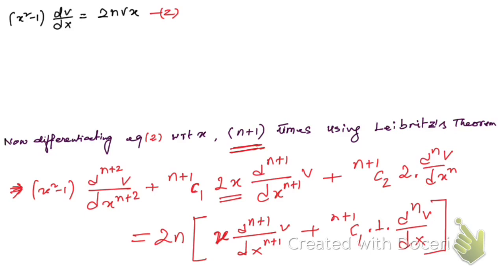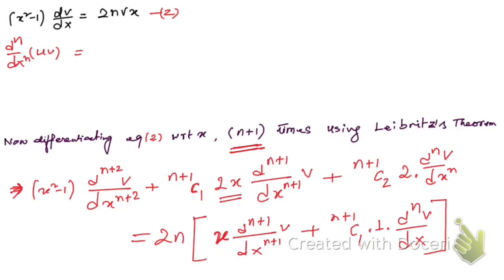Now you see how to apply the Leibniz theorem. Let me show you. We are going to differentiate n plus 1 times, right? Now the Leibniz theorem is this. Suppose we have u into v and we need to differentiate it n times. Let me write the differential coefficient properly. So it is the nth order derivative.